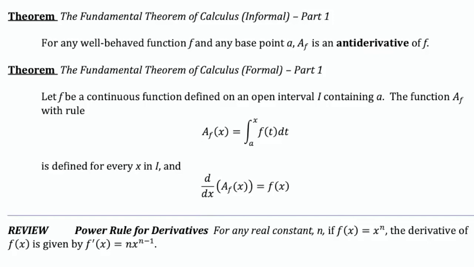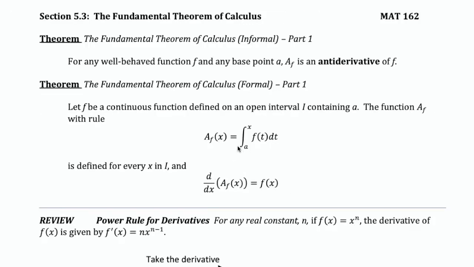Now, the formal way to say that with notation is this. Let f be a continuous function defined on an open interval I containing a. The function A sub f, with the rule the area function equals the integral from a to x of f of t dt, is defined for every x in I, and when you take the derivative of it, you get the original function back. Bear in mind that the area function is an integral, and that's sitting right here.